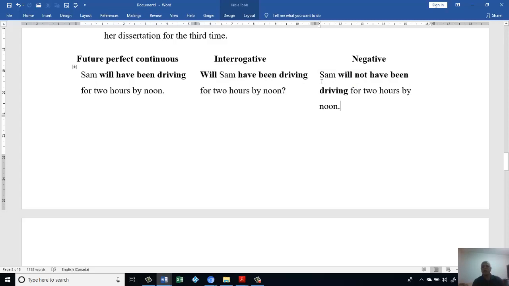Let's look at how to make a negative. Sam will not have been driving for 2 hours by noon. Or you could say Sam won't have been driving for 2 hours by noon. Okay?